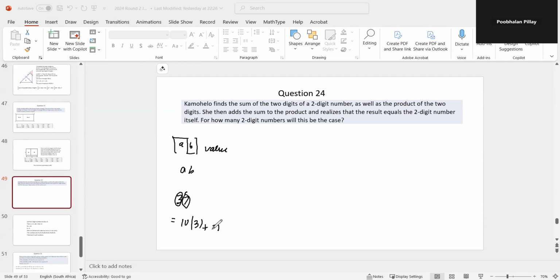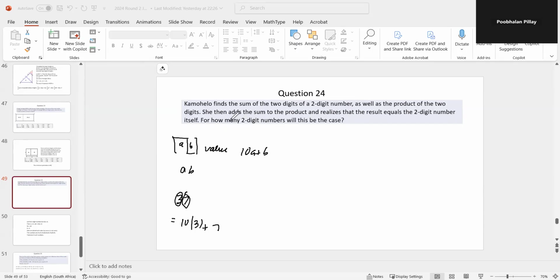So 10 times 3 is 30. It's 30 plus 7. So if you have A and B here, it means that the value is 10A plus B. That's the actual value of this 2-digit number. When you write it, it looks like that.